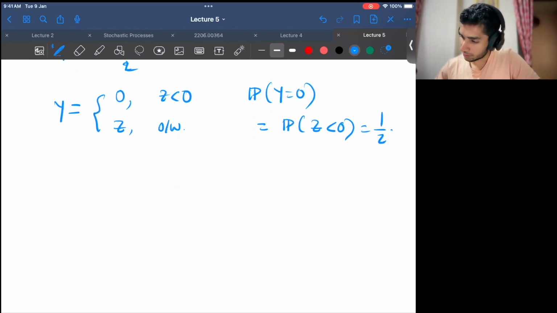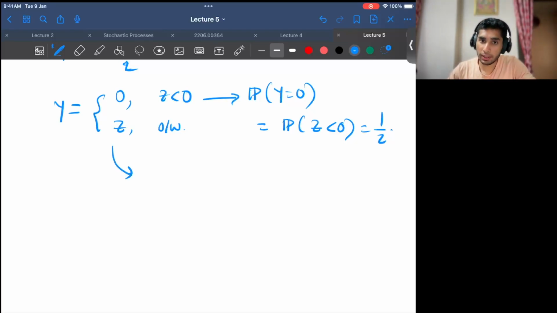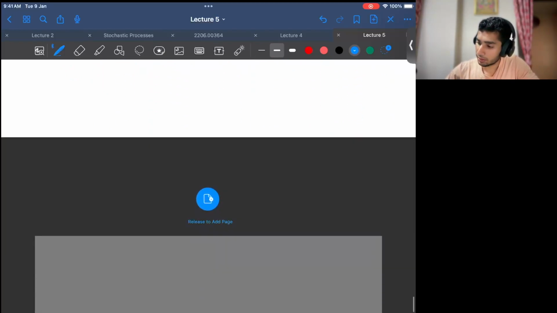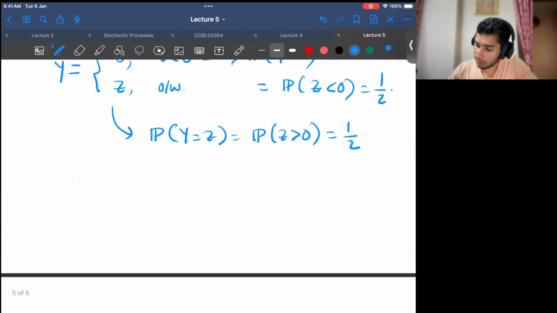Now what is the probability that y is equal to z? This is simply the probability of z greater than 0, which is equal to half again. So basically the probability of y equal to 0 is equal to half.